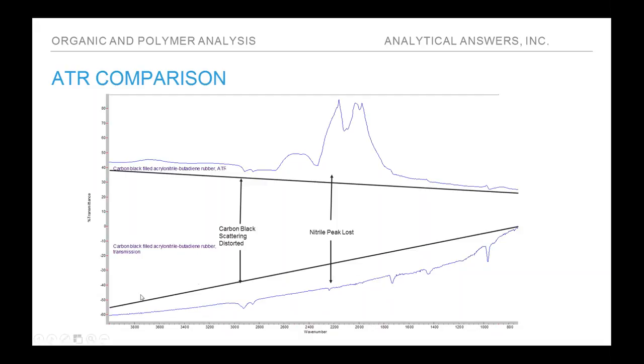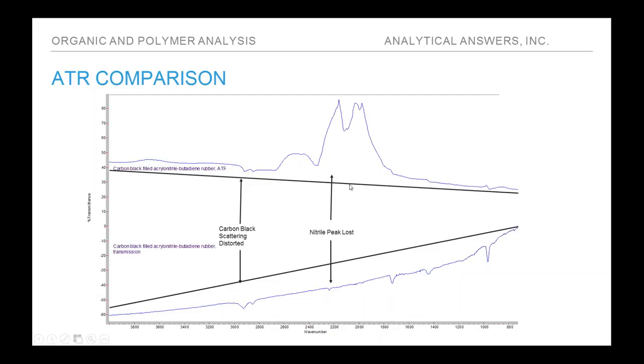In addition, notice the carbon black scattering that we had seen earlier is actually severely distorted here. The ATR sampling technique is a wavelength dependent technique, so the shorter wavelengths here at the higher wave number end of the spectrum interact with the sample less, so they're scattered less in the ATR versus the longer wavelengths.